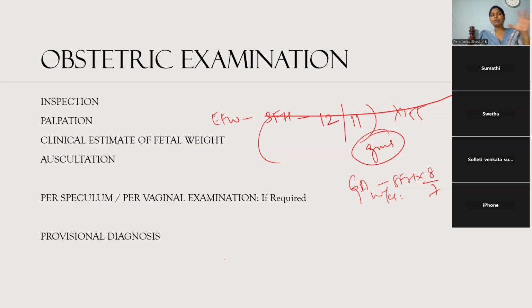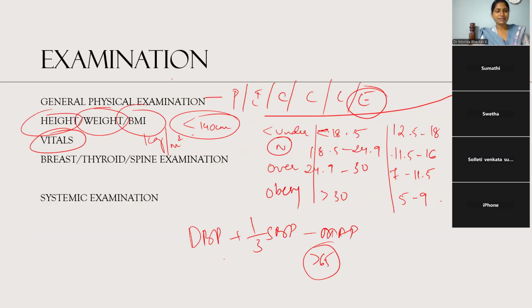And finally, you have to come to a provisional diagnosis. For example, gravida 2 para 1 living one with 37 weeks period of gestation with cephalic presentation in latent phase of labor could be your provisional diagnosis if she's coming with true labor pain. So later, you will be able to do the necessary investigations of whatever is recommended according to your diagnosis, and you will be able to manage. So these are the important examination things which you have to consider.